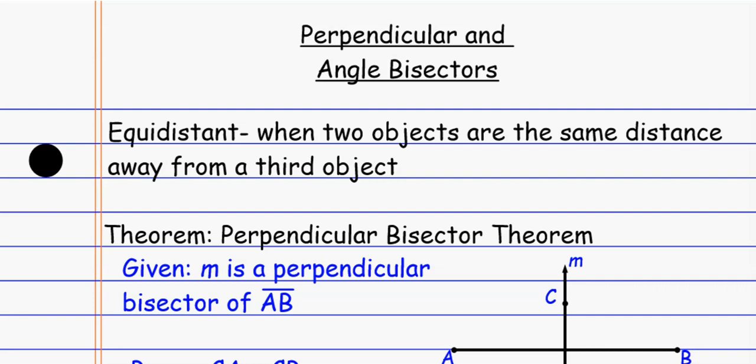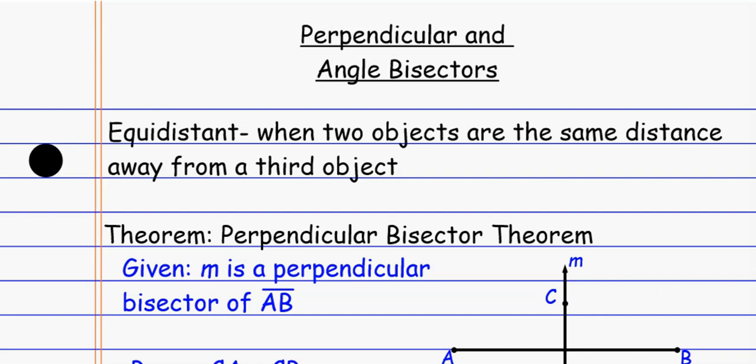So equidistant is when two objects are the same distance away from a third object. We'll compare different types of things here. We might be comparing points that are the same distance away from other points, or a point that's the same distance away from two segments. One important thing when we talk about distance is making sure we always measure the distance as the shortest distance between two things.